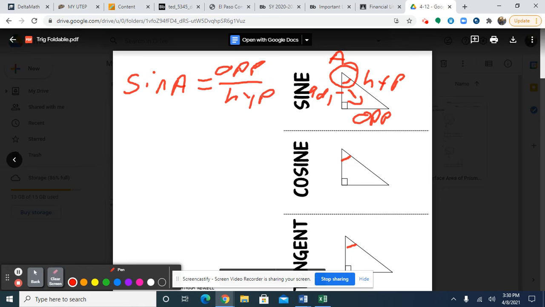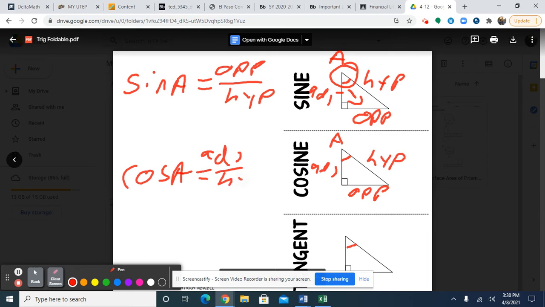Now let's say we have the same situation here. This is angle A, we have the opposite, we have the adjacent, and we have the hypotenuse. The cosine of A is going to be the adjacent part over the hypotenuse.